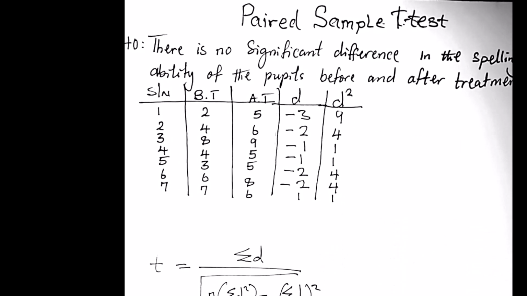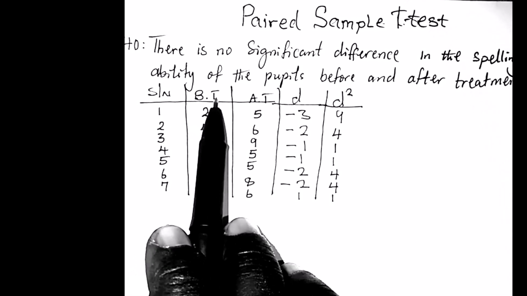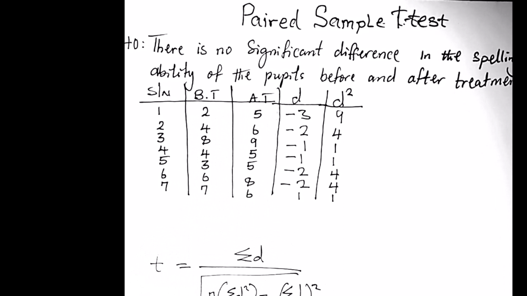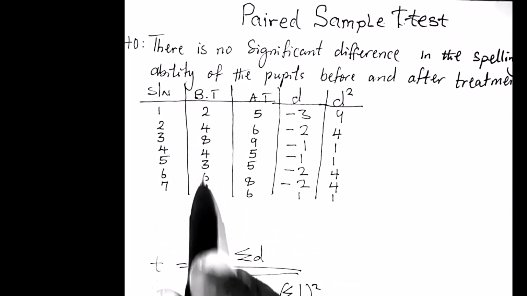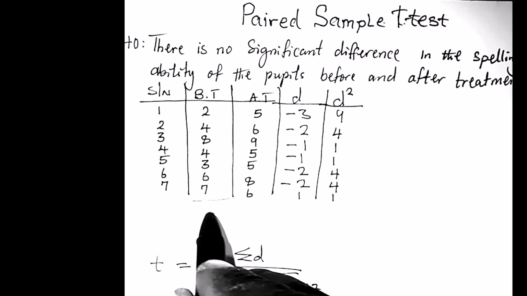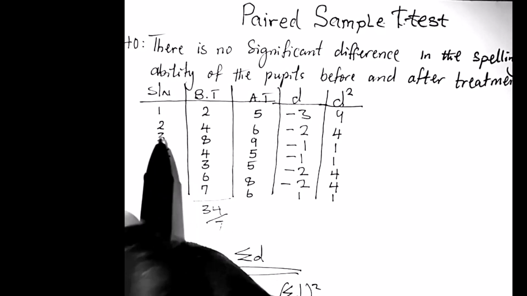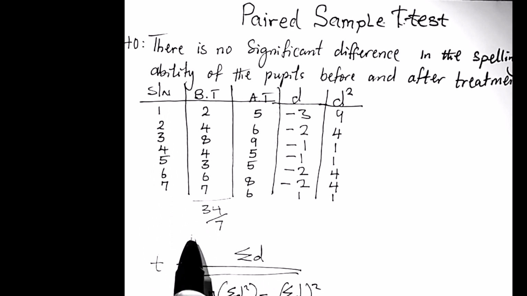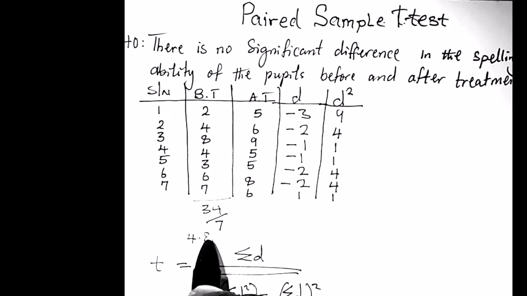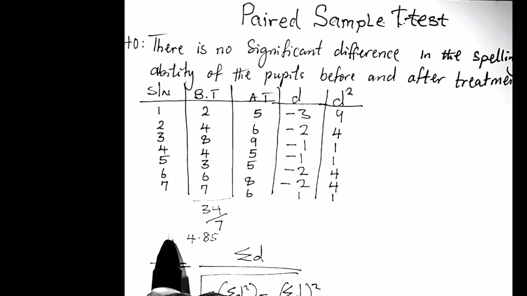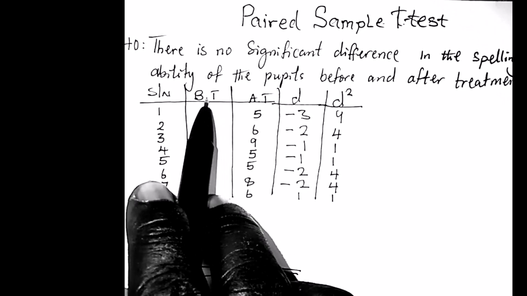Now, we need to also compute the mean of this data before treatment and after treatment. Computing this mean will help us at the end when we have finally identified our t calculated. So, if we sum up this, then we'll have 34. So, 34 divided by 7, since the sample size is 7, then we'll have approximately 4.85 as the mean for before the treatment.